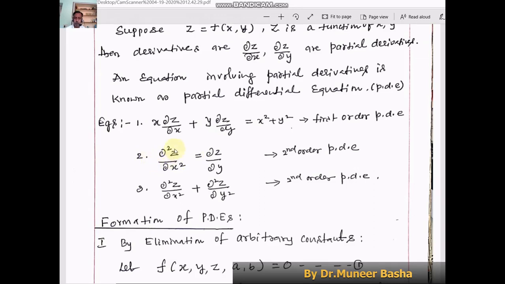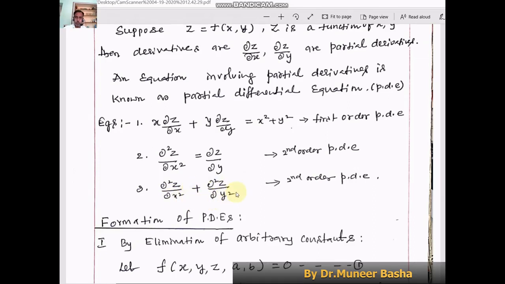Second example, ∂²z/∂x² = ∂z/∂y. So this is also a partial differential equation, of second order. Why is it second order? Because it involves a second order derivative, ∂²z/∂x². Third example, ∂²z/∂x² + ∂²z/∂y² = 0. It is a second order partial differential equation.